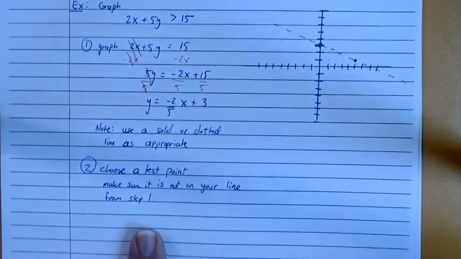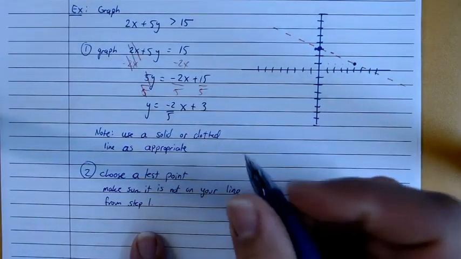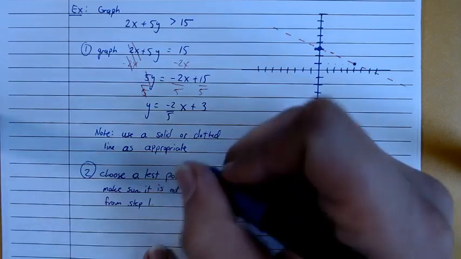So, like I said, I'm going to choose something very simple. I'm going to choose 0, 0. If you want to choose something else, that's fine. It doesn't really make a difference as long as you pick something not on this line. So here, I'm going to choose 0, 0.